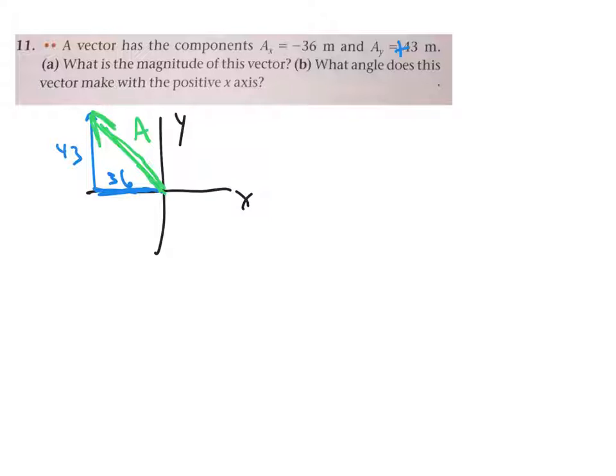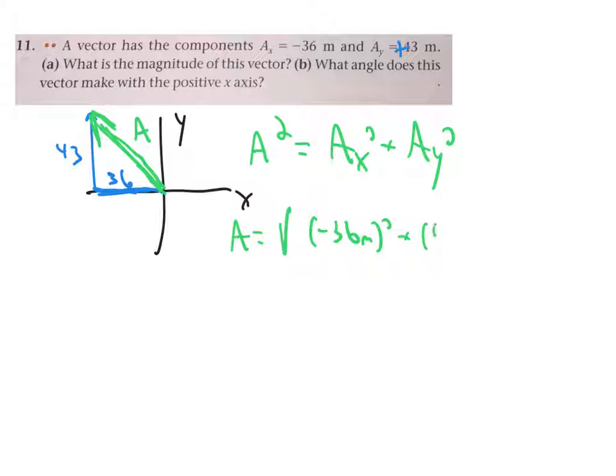Notice that when I drew my numbers on my graph, I made them positive because geometry only really understands positive numbers. So even though algebraically I have minus 36, I interpret that as being a positive 36, but in the negative direction. Anyway, from here on out, it's relatively straightforward because we can see from the Pythagorean theorem that a squared is going to be ax squared plus ay squared, or a is going to be the square root of minus 36 meters quantity squared plus 43 meters quantity squared, all under a radical sign, giving us, in the end, 56 meters. So that vector is 56 meters long.